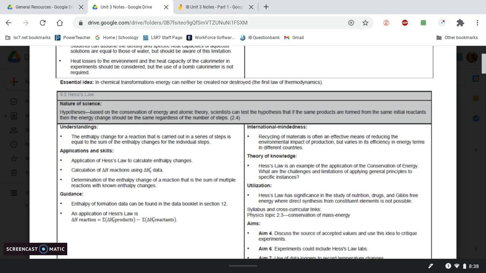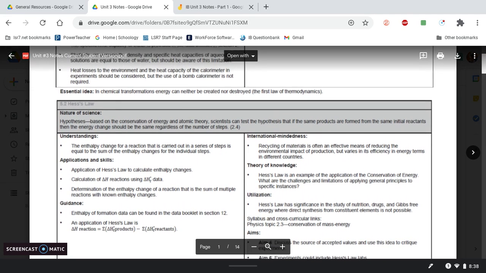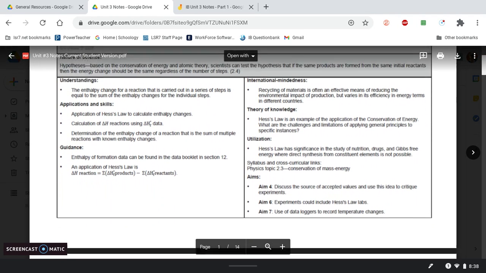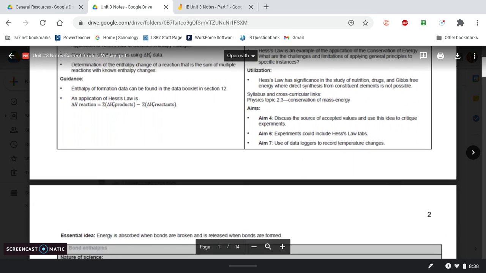Hess's law, always interesting. An entire curriculum piece, 5.2, devoted to one formula. So Hess's law is a single thing, and we will work that and do quite a bit of practice on that one. All right, so let's slide down here.